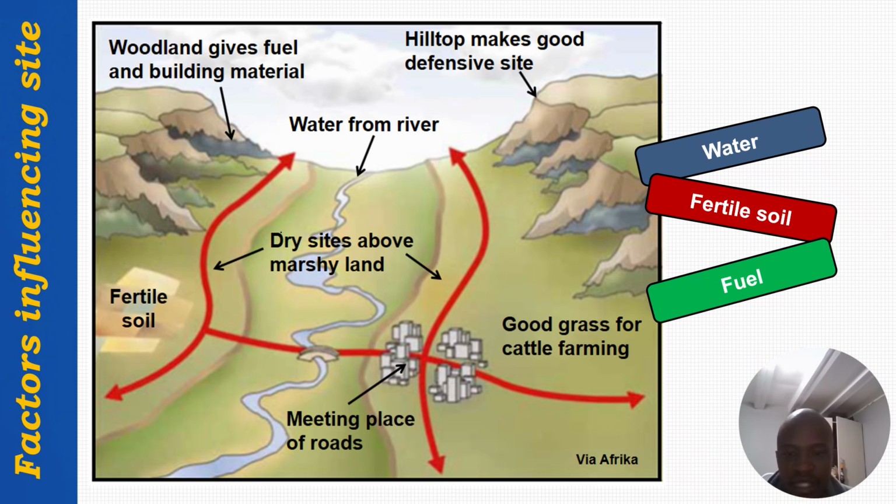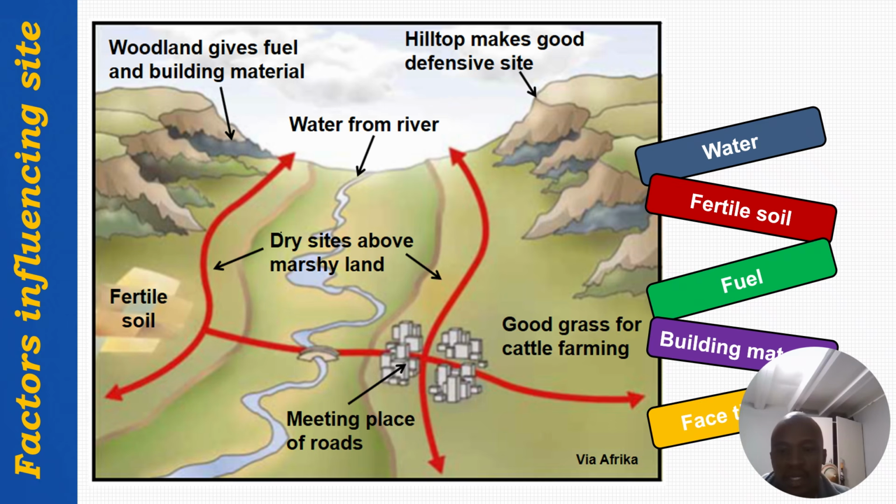Another one is fuel. Remember, I just spoke about fuel. Wood is a source of fuel. So you can see here on this diagram, it says wood gives fuel and building material. So obviously, people will settle there, so it is easier for them to access their fuel, the wood, which is a source of fuel. Another one is building material. As you can see here, wood gives fuel and building material. So back then, people would settle closer to those sources.